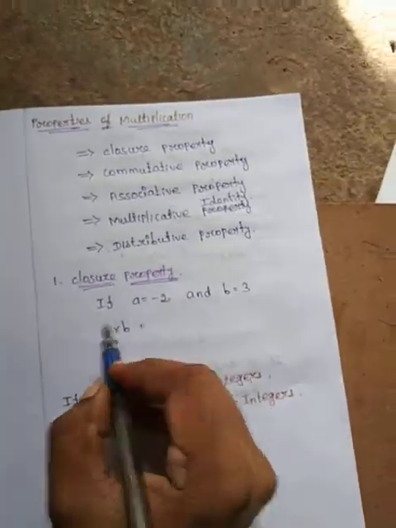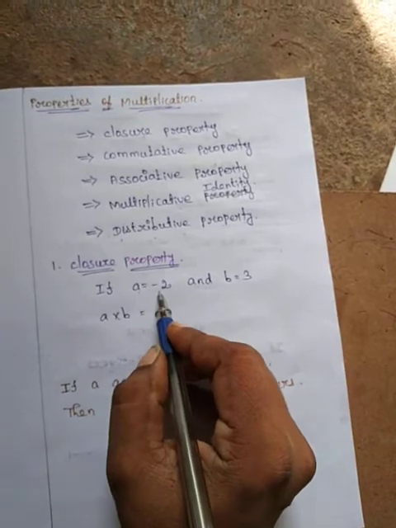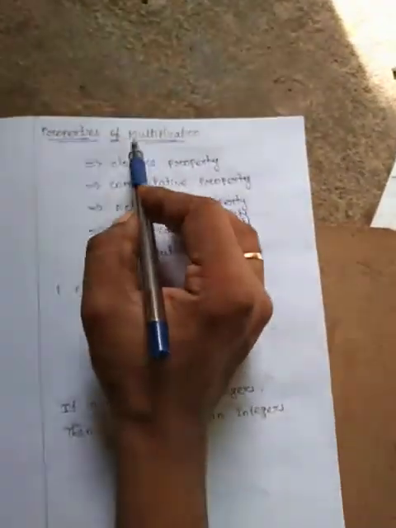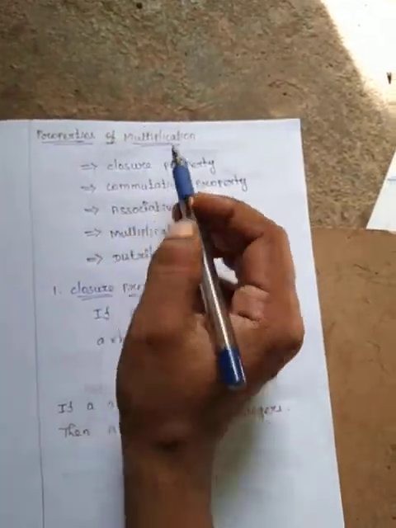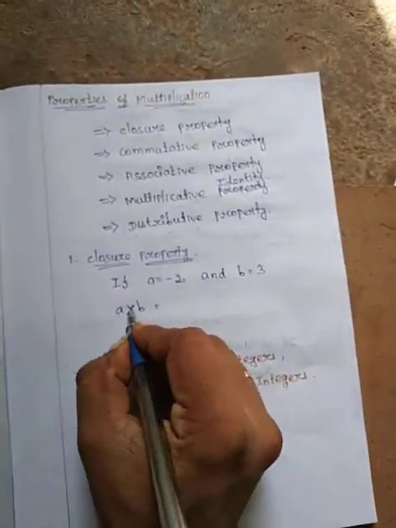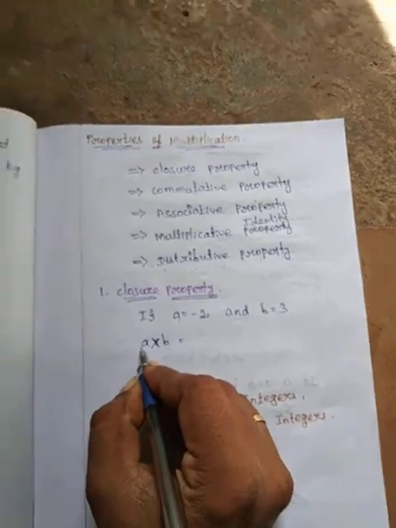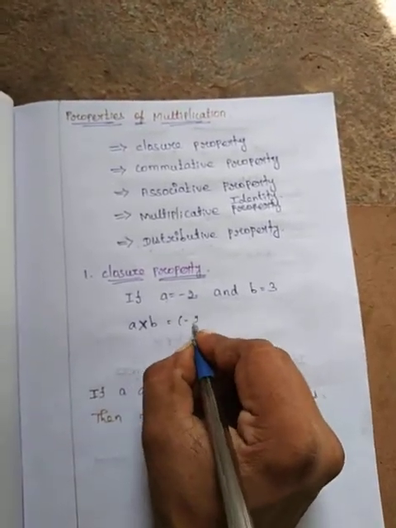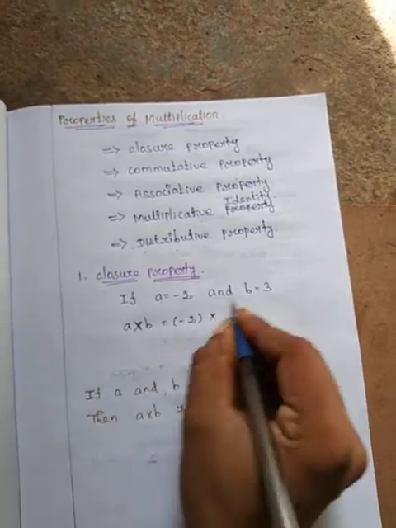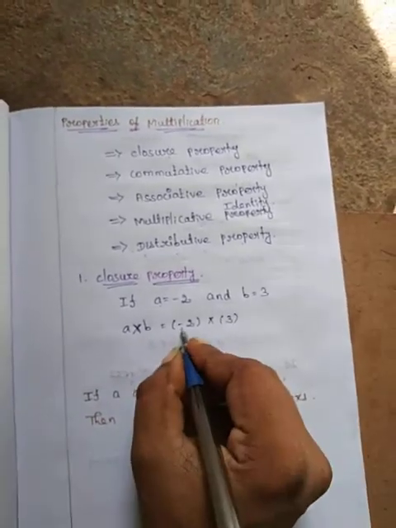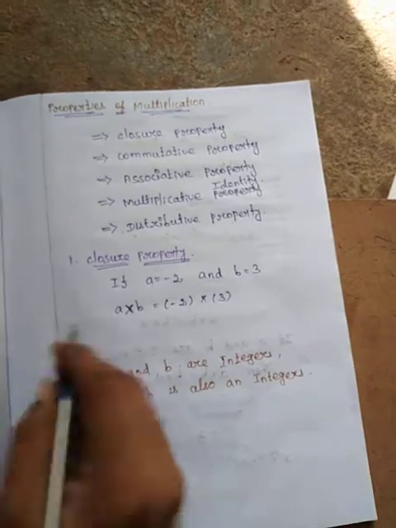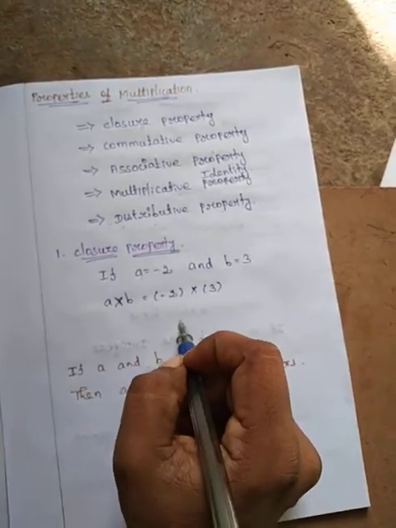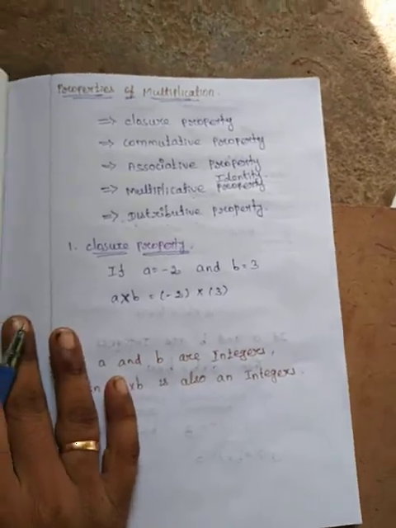Okay. I take the value of a is equal to minus 2 and b is equal to 3. This is a property of multiplication. That's why I put the multiplication symbol. Okay. a into b. What is the value of a? Minus 2 into the value of b, 3. So see, let me recall the rule. If you have the same sign, we have to put plus. If we have different signs, we have to put minus.